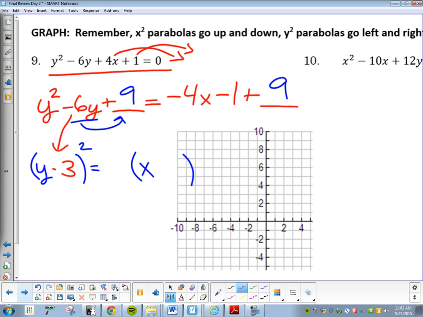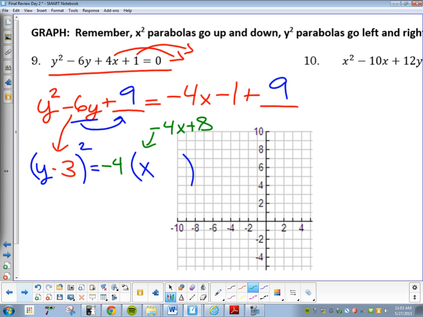Over here, I have negative 4x plus 8. But I need to make it look like this. The negative 4x plus 8 needs to look like that. Jenny, what am I doing with that negative 4x plus 8 here? What do I need to do to put it into this form? The negative 4 is going to go in front. Okay, we are factoring out the negative 4.